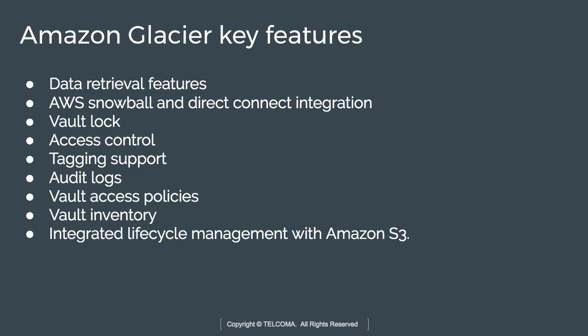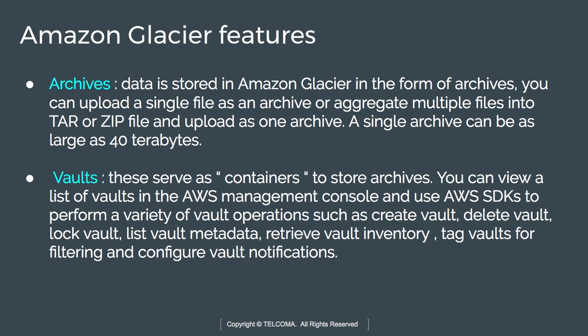So let's discuss archives and vaults. An archive can be any data, as we discussed, that could be a photo or video. So data is stored in Amazon Glacier in the form of archives. We can upload a single file, or we can archive multiple files with a size of up to 40 terabytes. It could be a tar or zip file.